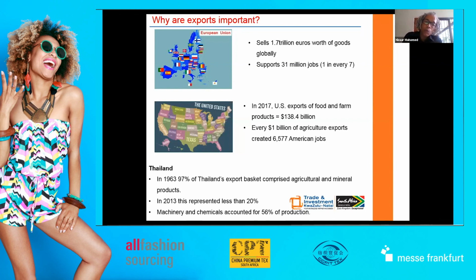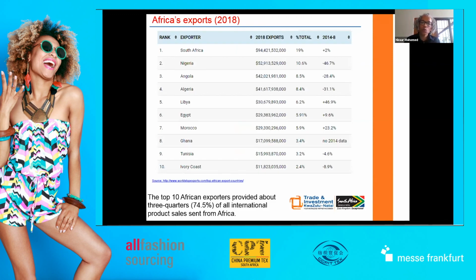But when we look at countries like Thailand, we see that, for instance, in 1963, 97% of Thailand's export basket comprised agricultural and mineral products, whereas in 2013, that represented less than 20% of the export basket, and the bulk of Thailand's exports now is in chemicals and machinery. So when AGOA appeared on our doorsteps, it was a boon for us because we saw that as a mechanism to diversify our export basket and also to begin to concentrate on specific markets such as the USA market.